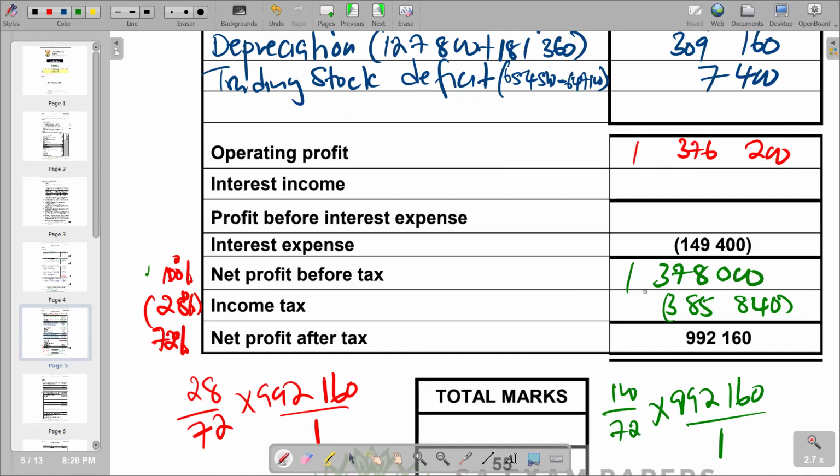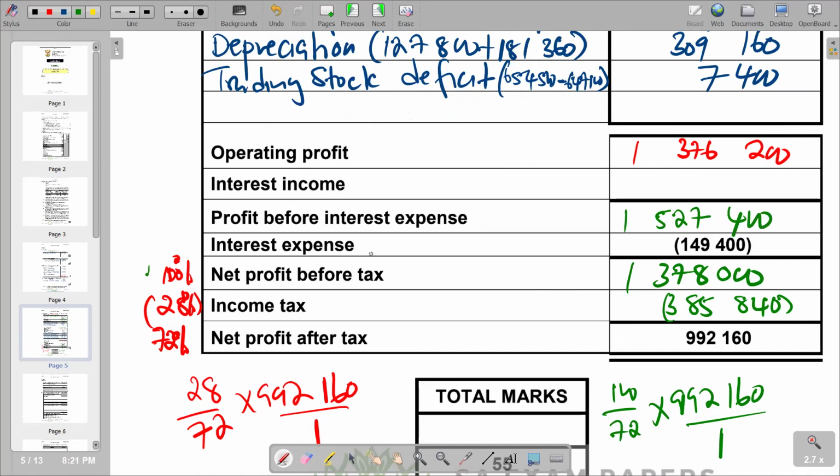And then now we can go up to see the missing figure. So to get profit before interest expense, we have to add our net profit before tax plus interest expense, and then we get this figure. In other words, we are saying 1,378,000 plus 149,400. And then we get our profit before interest expense. So profit before interest expense becomes 1,527,400.